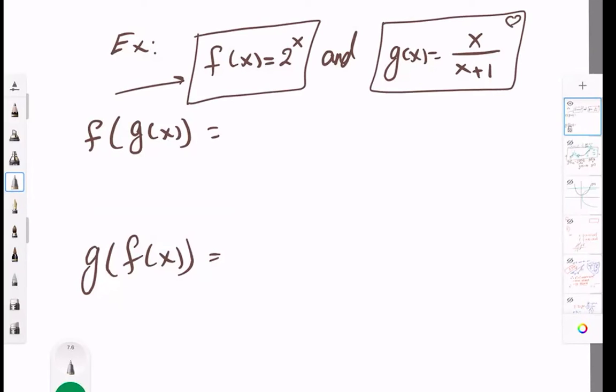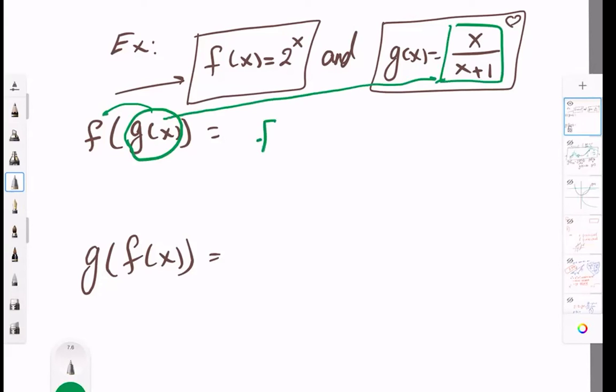So f of g of x, this g of x will be inside of f, correct? So what I do, I will substitute this one for g of x. Then we're going to have f of x over x plus 1. All right. F of x is 2 to the power of x. Instead of this x, whatever you substitute, you need to substitute it there. So this will be 2 to the power x over x plus 1. I know it's super ugly, but we don't care. That's a very complex function.